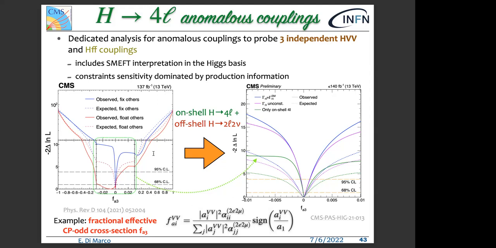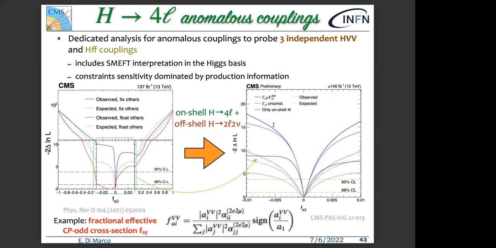So for example, this is four lepton only, but this is when you add the two lepton to neutrino through that mechanism of the interference with off-shell that Roberto was mentioning before, that is used to measure the Higgs boson width. So here is the four lepton only, and here is the two lepton to neutrino. So you get a much stronger constraint if you add this mode.